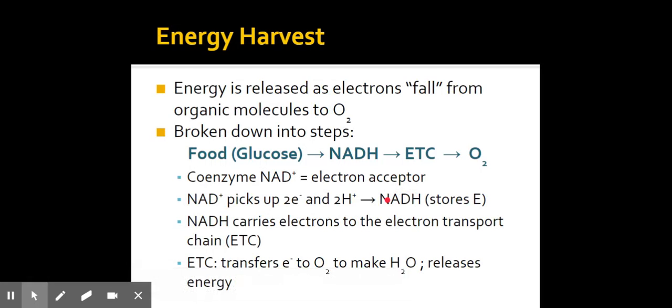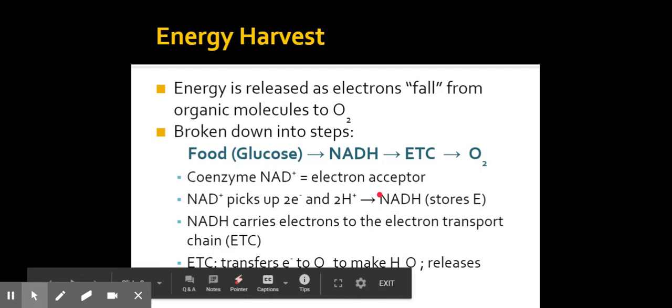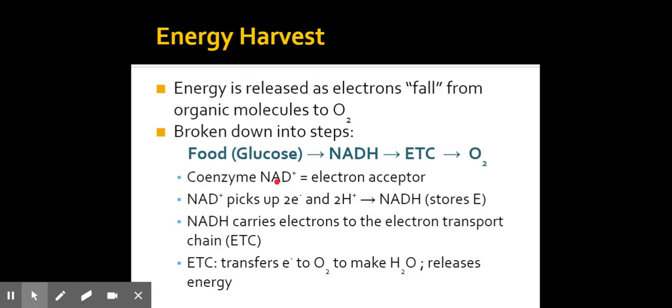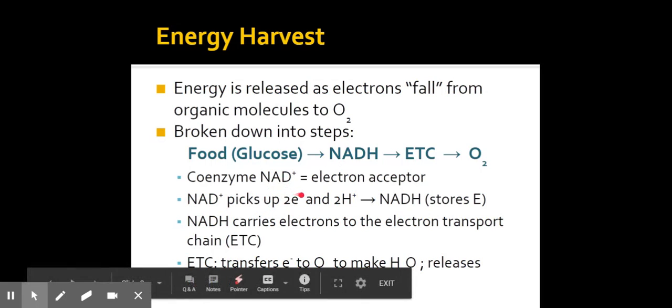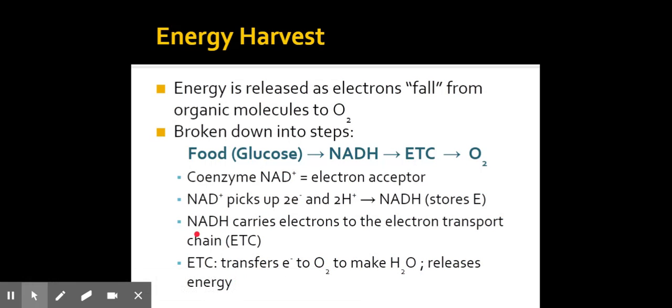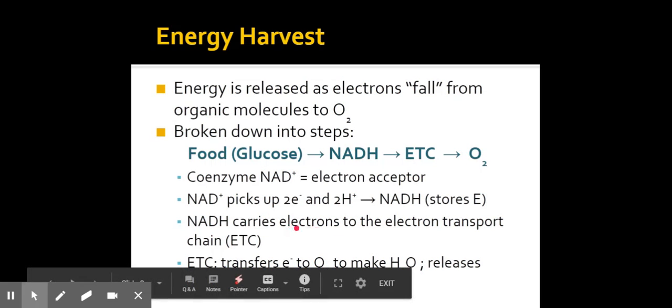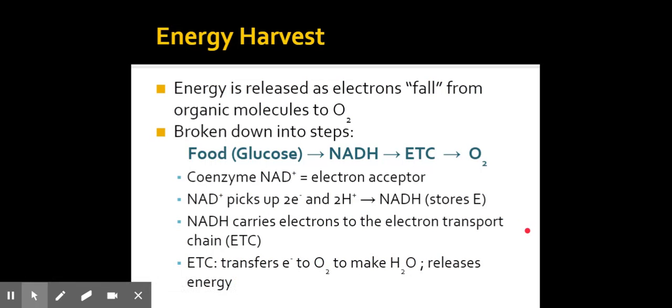So the first step is stripping the glucose of electrons. They are accepted by the NAD plus coenzyme molecule. It's going to pick up those electrons and the hydrogen ions and form NADH. That NADH is then going to travel down the electron transport chain, or the ETC, and then that electron transport chain will deliver those electrons to oxygen, which will then produce water, H2O, and release that energy.